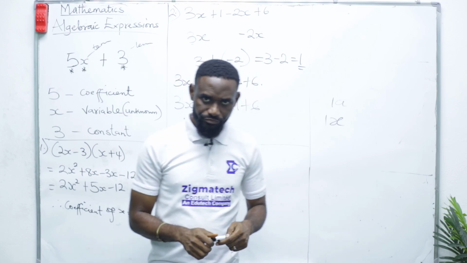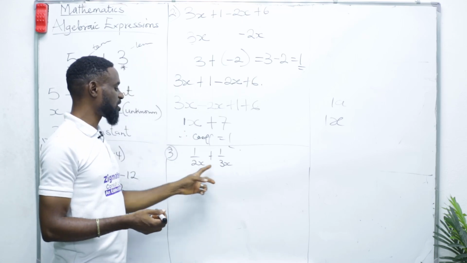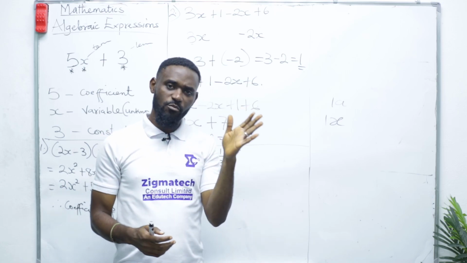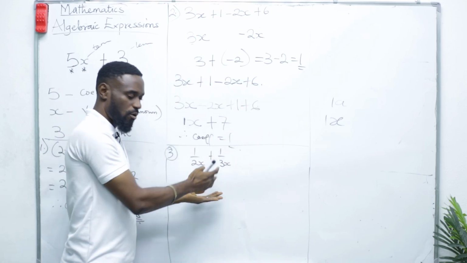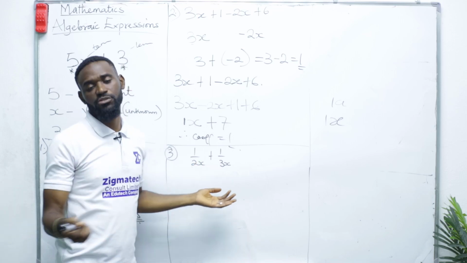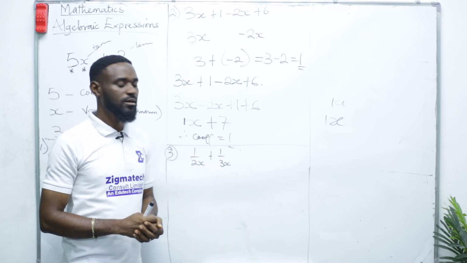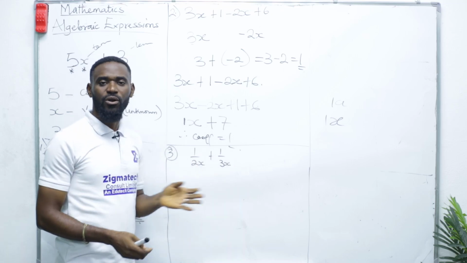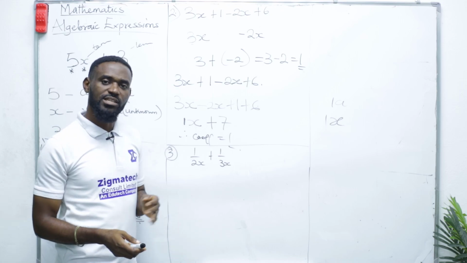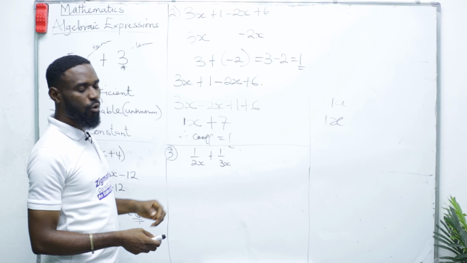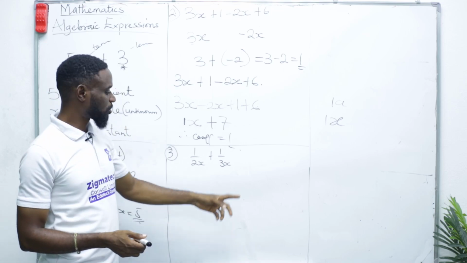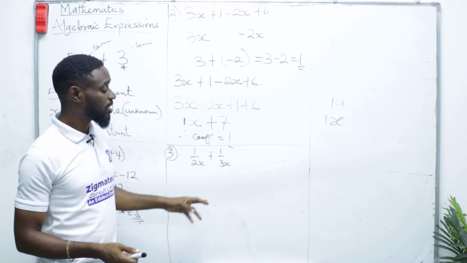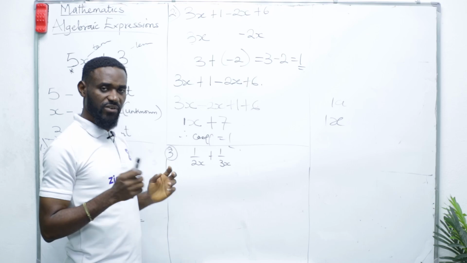Now, they say we should add this fraction and this fraction. If you have been following our channel, we have dealt very well with how to add fractions together. Now these are fractions with unlike denominators. So what do we do first? We look for the LCM of the denominators first. That's the first thing we do.